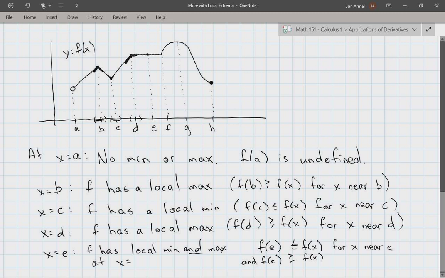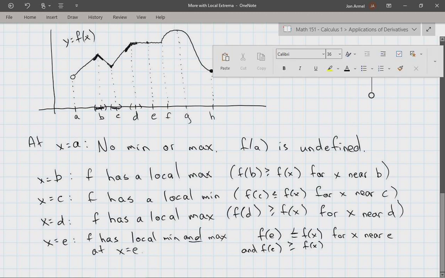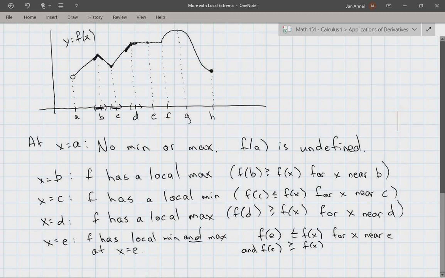At x equals e. So that may seem counterintuitive at first. A function shouldn't have a local min and max at the same time. But, I mean, that's part of the definition, is that we're including the equal sign. So you can have this sort of weird behavior. In fact, all the points between d and f have this property.